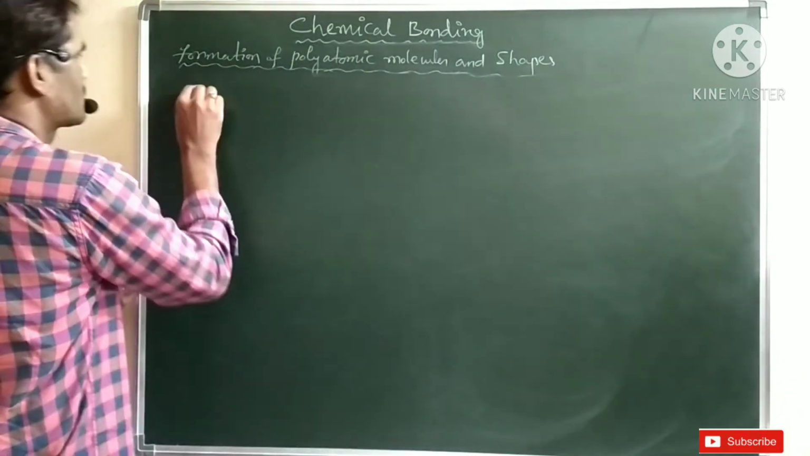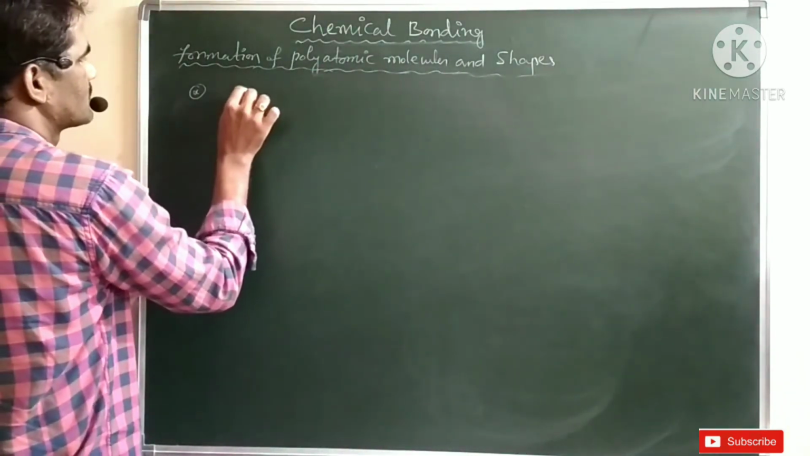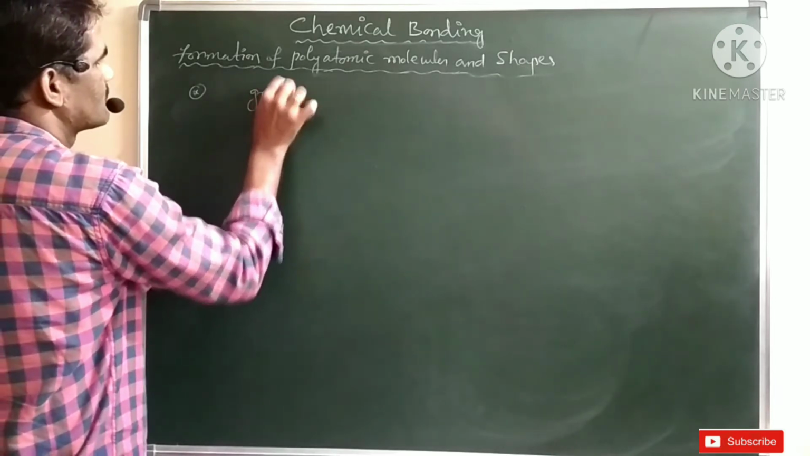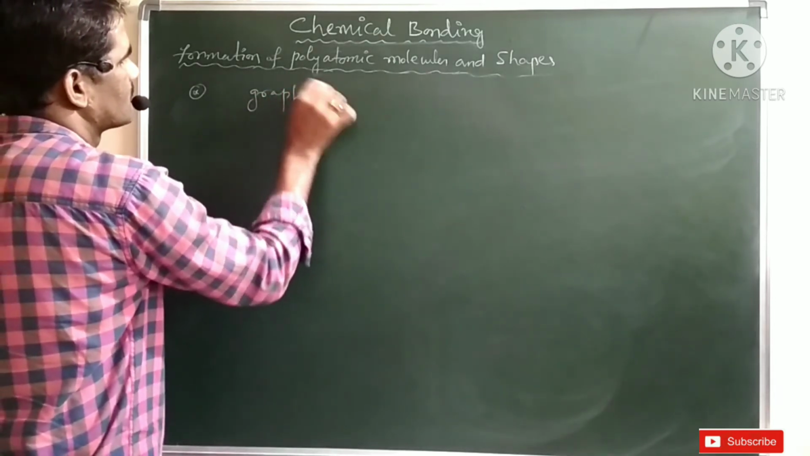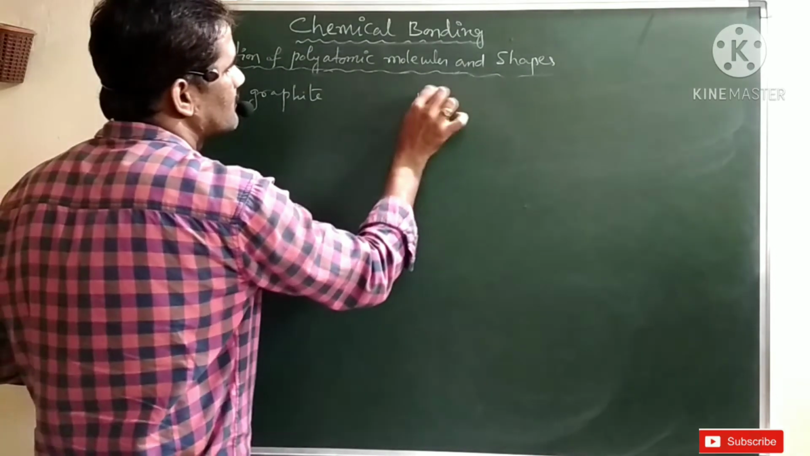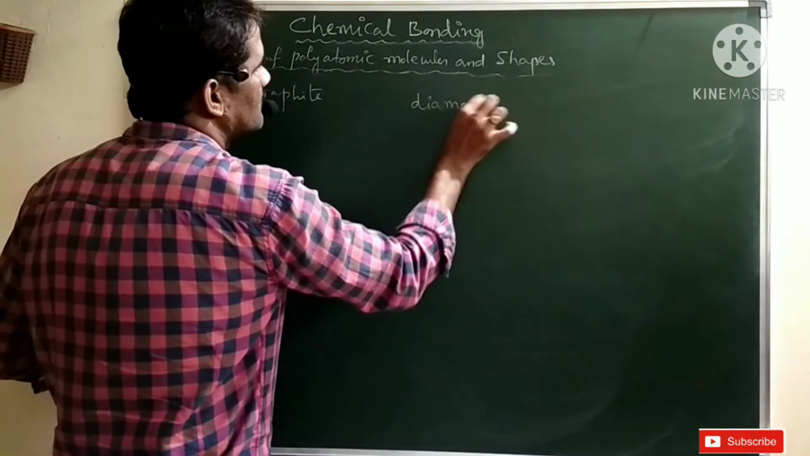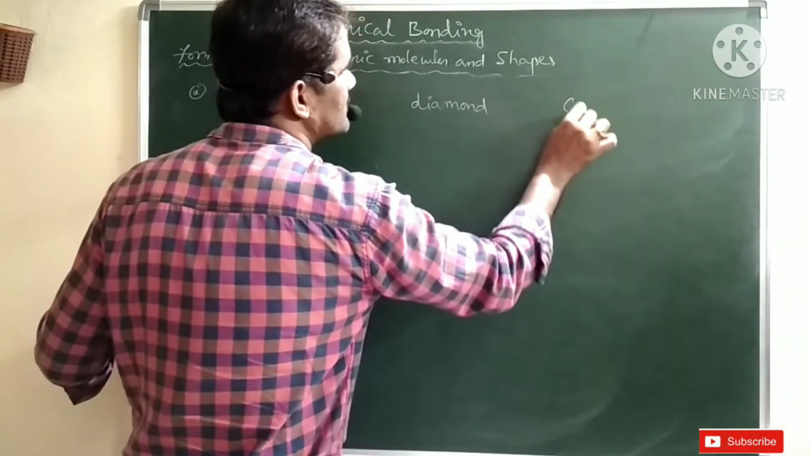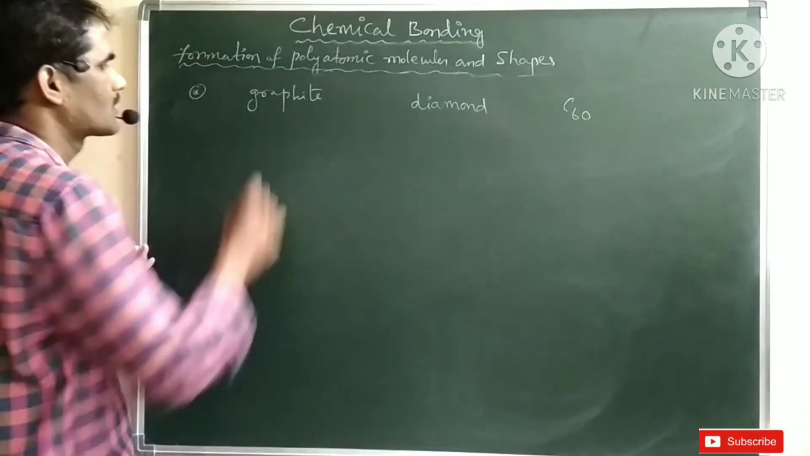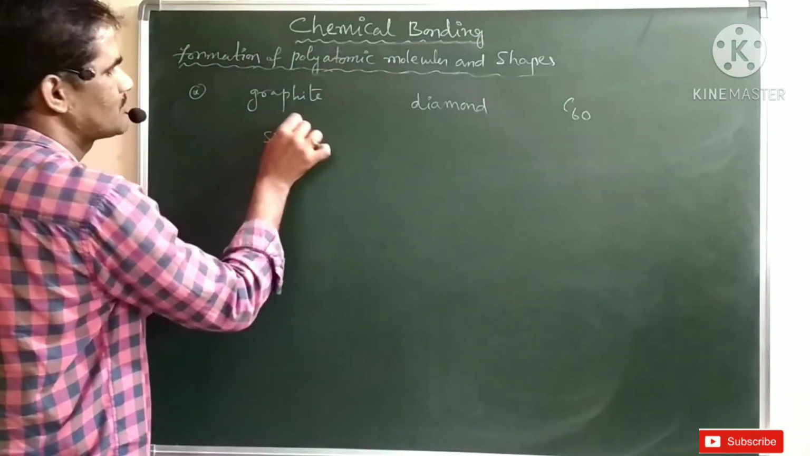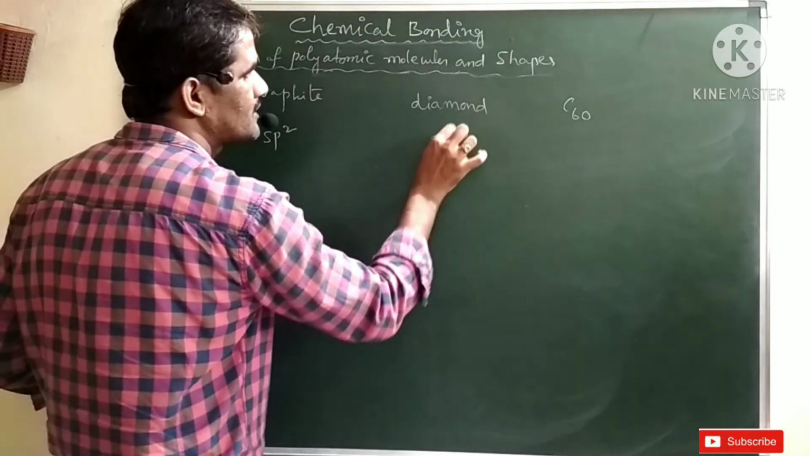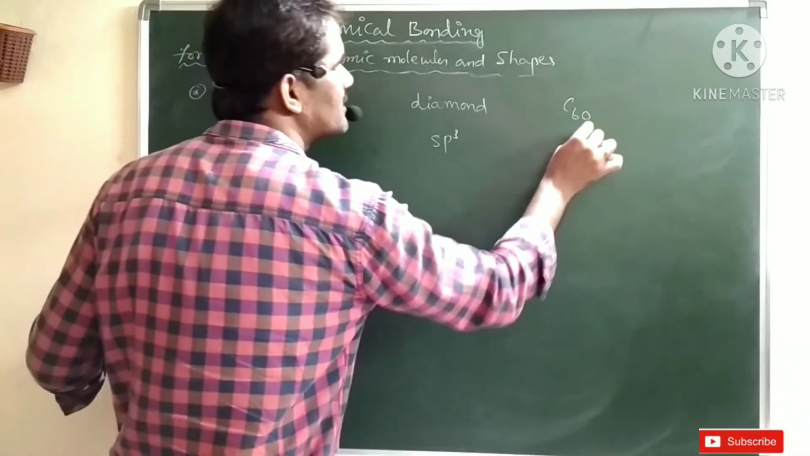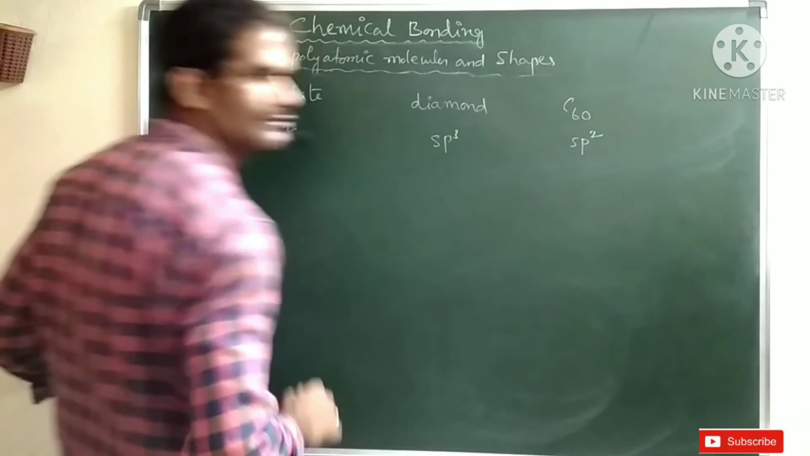And next we have carbon allotropes: graphite, diamond, and fullerenes, C60. Here graphite hybridization is sp2, and the diamond hybridization is sp3, and the fullerene hybridization is sp2.